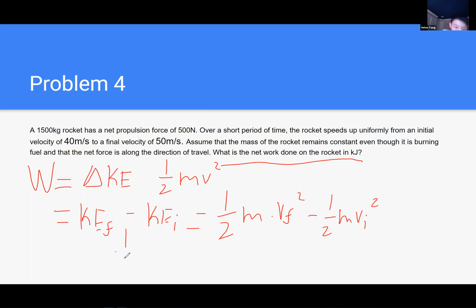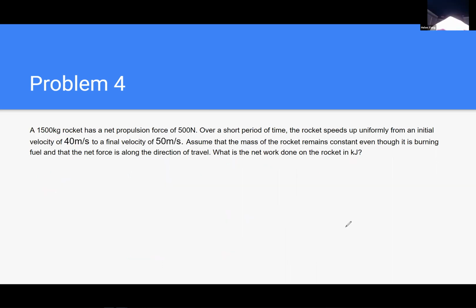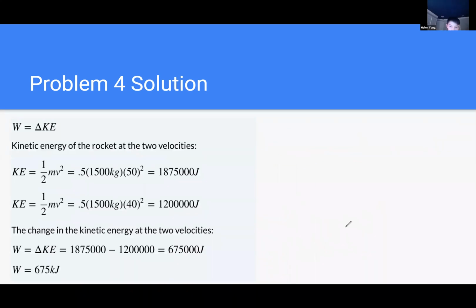So you would write 1/2 times, you know the mass is 1,500 kgs, and then times the final velocity, which is 50 meters per second, so 50 squared, and then minus 1/2 times 1,500 times the initial velocity, which is 40 squared. So that's how you get the net work done. And you can see right here that the answer is 675,000 joules. And you can move on to question 5.